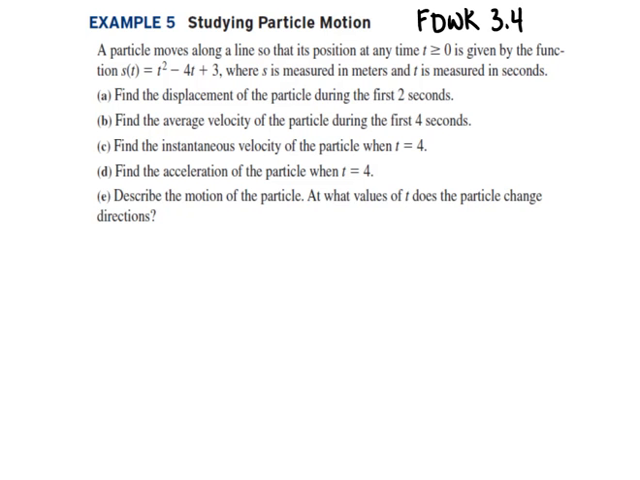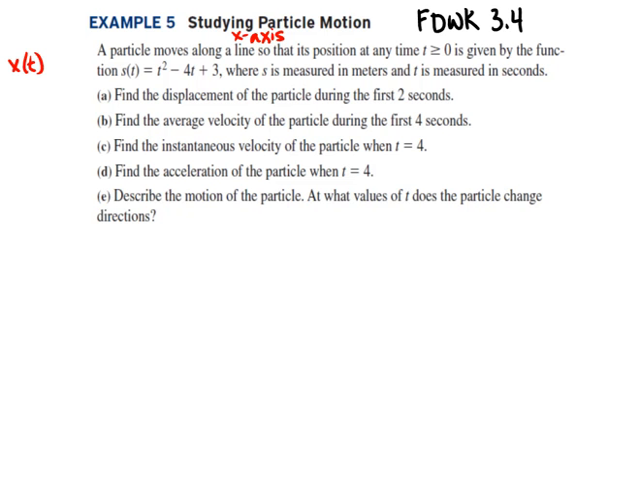In this video, I want to look at example 5 from the FDWK book, section 3.4. And we're studying particle motion. A particle moves along a line, and in general, we're going to consider this to be the x-axis, so that its position at any time t greater than or equal to 0 is given by the function s of t is equal to t squared minus 4t plus 3.